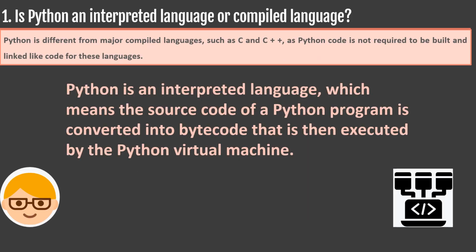Question number 1. Is Python an interpreted language or a compiled language? Python is an interpreted language. Python is different from major compiled languages such as C and C++. The Python compiler primarily converts the source file into a bytecode for the Python virtual machine. The interpreter for Python is CPython, which is the most commonly used one.